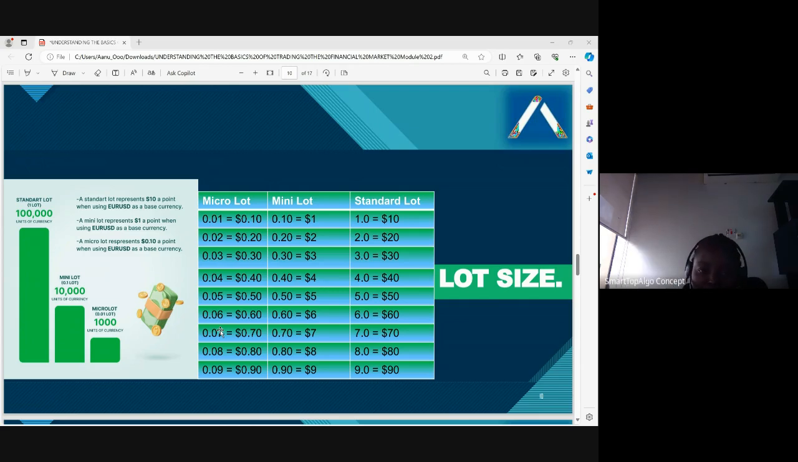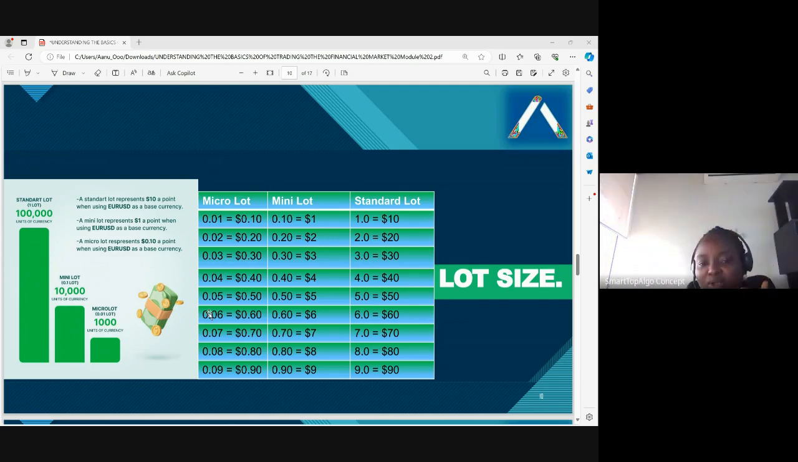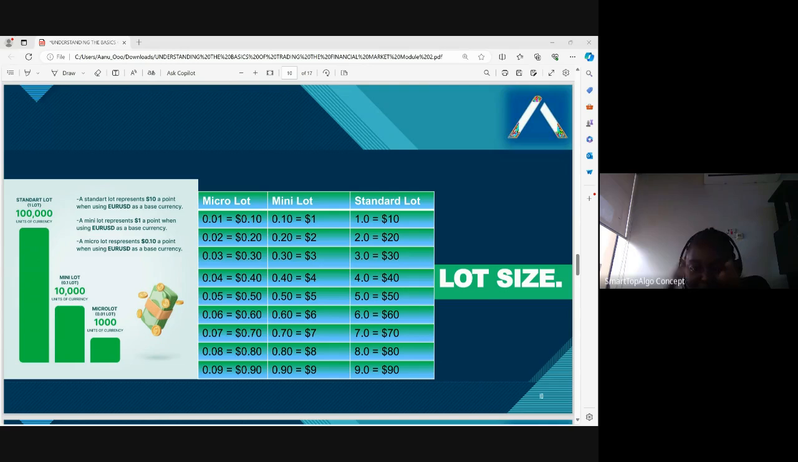You can't just say, I want to buy one. You want to buy it in units. If I want to buy a micro lot, it is always in units of 1,000. So it is either 1,000, 2,000, 3,000, 4,000, 5,000, 6,000, 7,000, like that. It is always measured in that bulk, and we call it a lot.